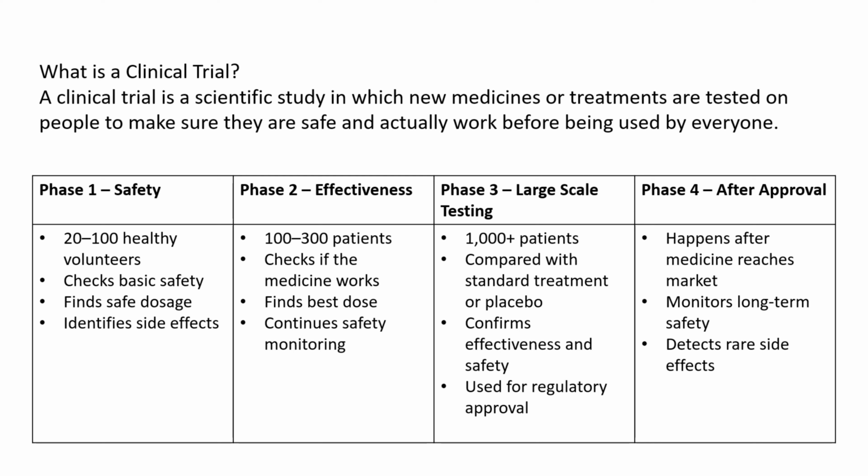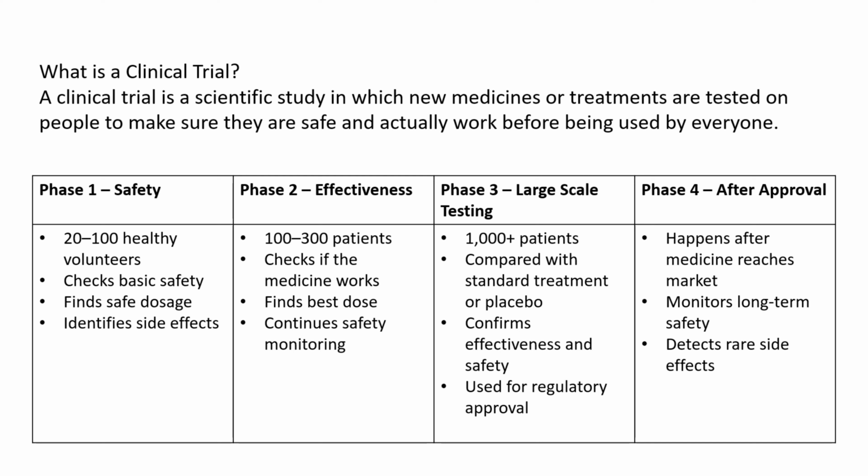Before we go on to the different phases of clinical trials, there's something called a preclinical trial that happens before human trials begin. Before testing on humans, the medicine is already tested in laboratories and on animals. Only after passing those tests is it allowed to be tested on humans, and this earlier testing is called a preclinical trial.